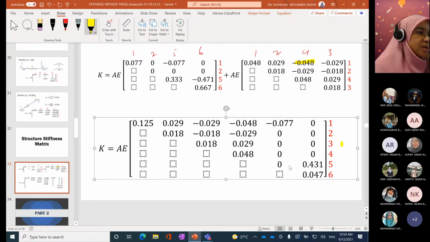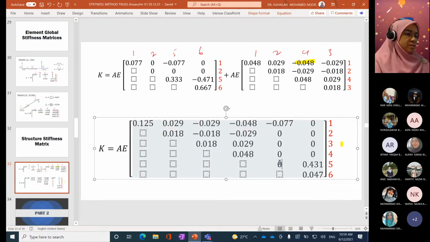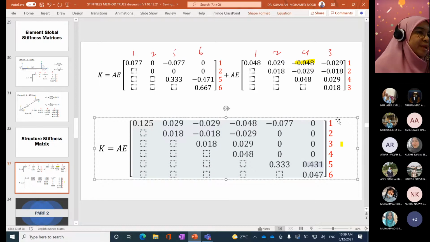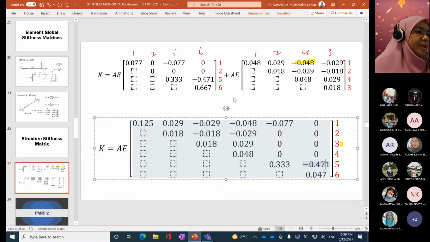Lepas tu 55. 55. 0.333. 0.333. So kena betulkan sini. 0.333. Okay. Lepas tu sini, 56. Negatif 0.471. Okay, 66. 0.667. 0.667.